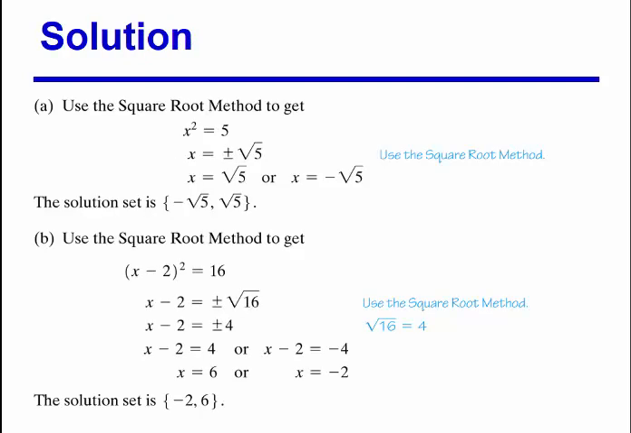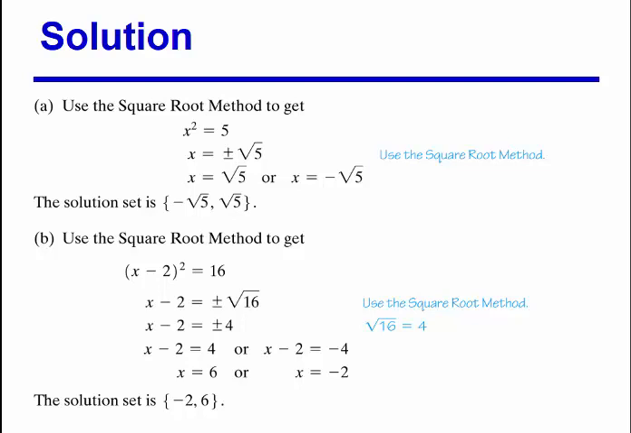And so for the first one, x squared is equal to 5. We square root both sides, which gives us the square root of x squared, which is just x. The square root of 5 is either plus or minus square root of 5. So the solution set for the first one is either negative square root of 5 or square root of 5.